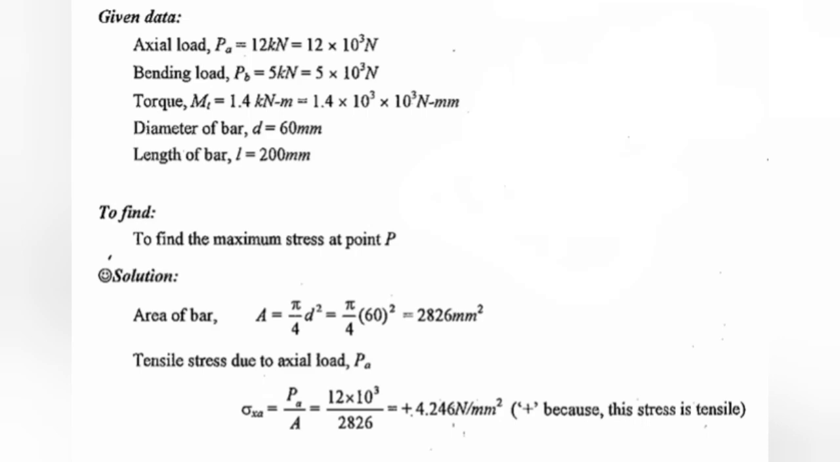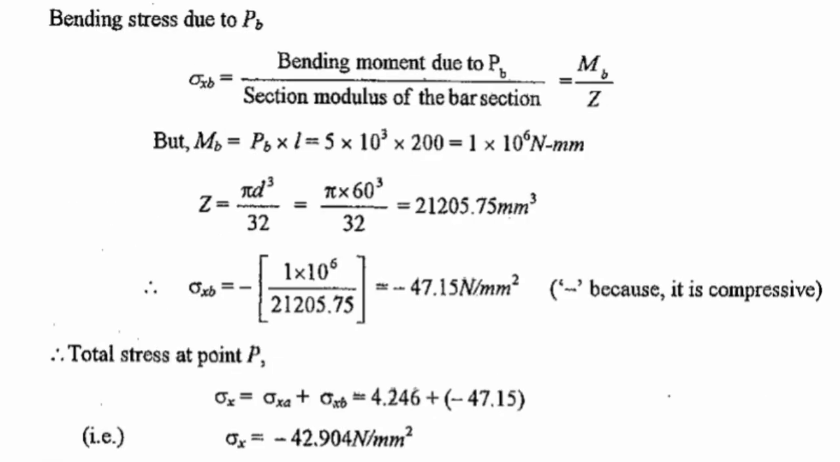When you solve this problem, tensile stress is considered as positive, while compressive stress is considered as negative. So tensile stress due to axial load is plus 4.24 Newton per mm square. So we have found out the tensile stress. Next we have to find the bending stress.